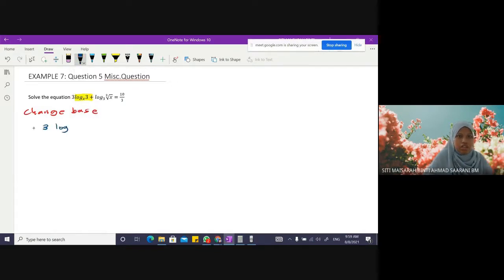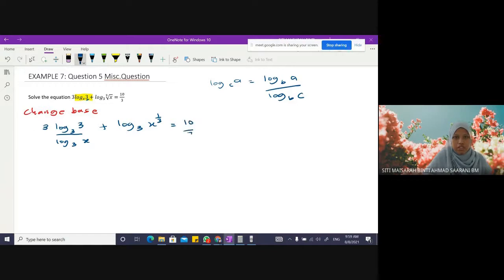3 log, we change to base 3. So for example, if log base C of A we want to change to log base B, it becomes log base B of A over log base B of C. Okay, so this becomes log base 3, the big one first, 3, divided by log base 3 of x, plus this one, copy log base 3, change cube root of x to x power 1/3, equals 10/3.